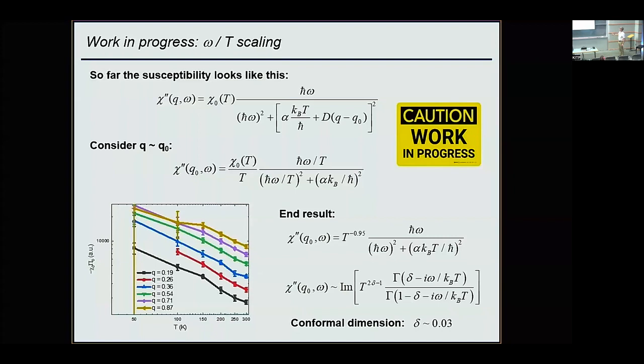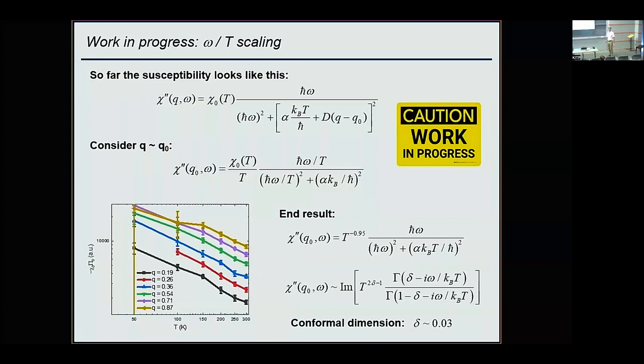This I got from Tom Faulkner, who's a high energy physicist who wrote a paper on this in 2011. Apparently this comes straight out of conformal field theory. I'd love opinions from people if they could explain to me where this came from, but it fits the data beautifully. And it implies a conformal dimension of 0.03. Marginal Fermi-liquid would be delta is 1/2. So it's not exactly what Chandra said, but it's close.